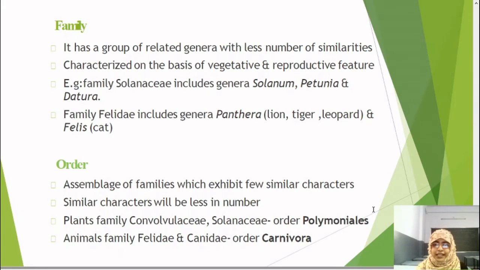We have studied in the previous slide that Panthera consists of lion, tiger and leopard, whereas Felis consists of cats. So these categories are different. In the previous slide we studied that Panthera is a different genus, whereas Felis is a different genus. But at the level of family, these two genera are kept together in a single family, whereas Solanum and Petunia are kept under a single family.